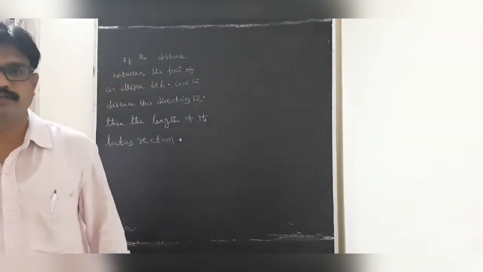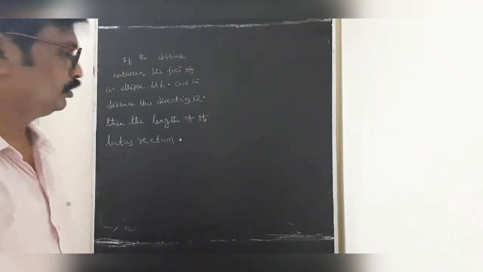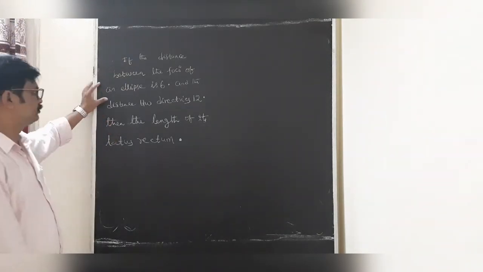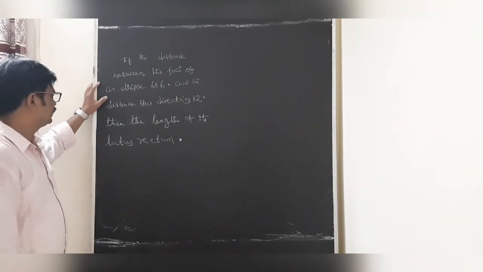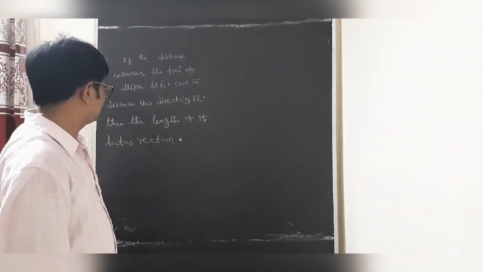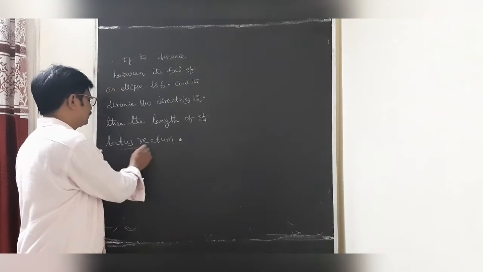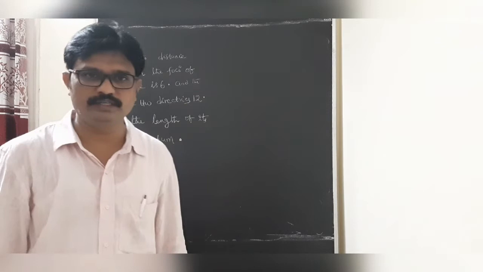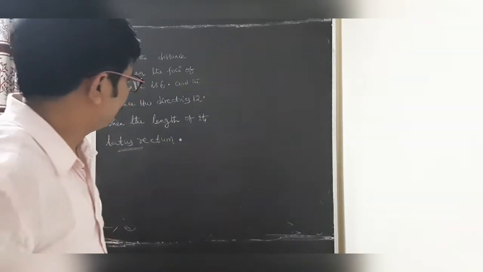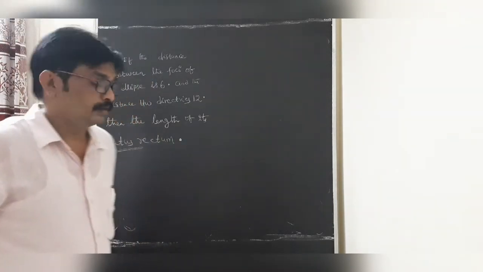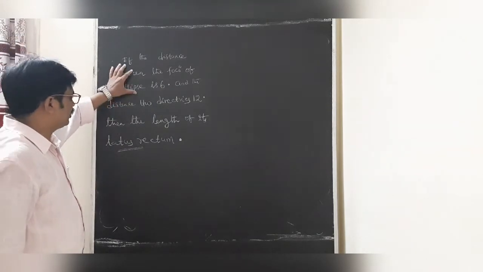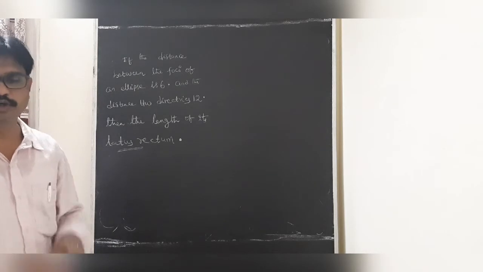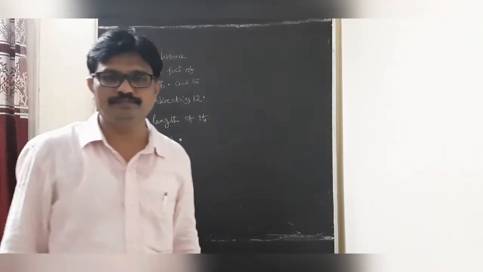It is also, students, a very easy question. So dear students, the distance between the foci of the ellipse is 6 and the distance between the directrices is 12. Then find the length of its latus rectum. Dear students, it is also one of the easiest questions. So we will discuss right now the distance between the foci and the distance between the directrices. We know that the formulas are 2AE and 2A by E.